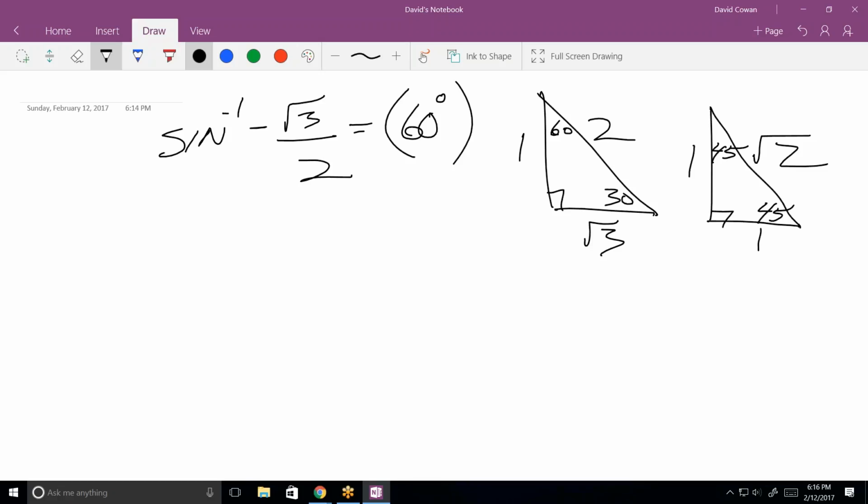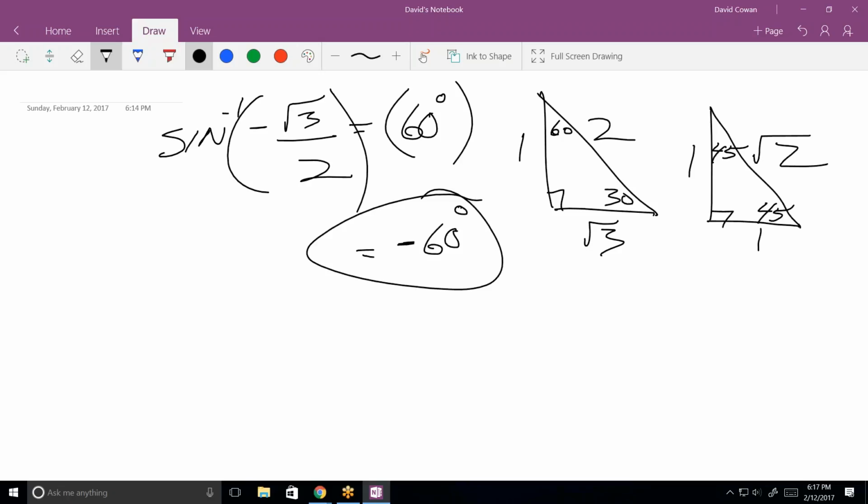Now, when they give you inverse sine, if they give you a positive number, it's first quadrant. If they give you a negative number, it is fourth quadrant, and it's a negative angle that's the same as the first quadrant. In other words, instead of 60 degrees, it's minus 60 degrees. And that's how you do the sine and the tangent. Now, it turns out that minus 60 is the same as plus 300.